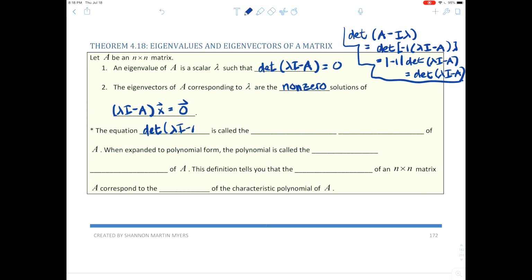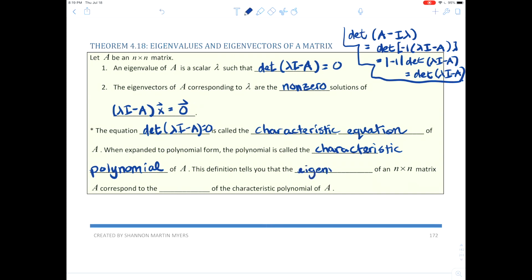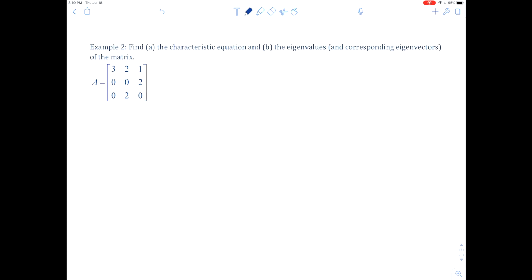All right, so the equation, determinant of lambda I minus A equal to 0, is called the characteristic equation of A. When expanded to polynomial form, the polynomial is called the characteristic polynomial of A. This definition tells you that the eigenvalues of an n by n matrix A correspond to the roots of the characteristic polynomial of A. All right, so let's take a look at an example.